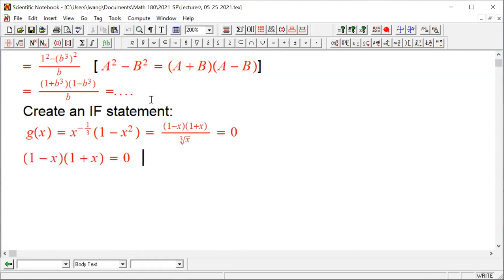Or you can say that. You don't have to do both, right? Or this guy is 0. Then you solve for x, what do you get? x is equal to what? Plus minus 1.